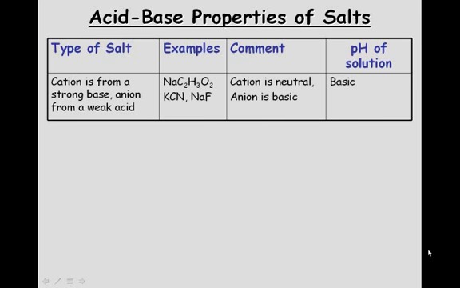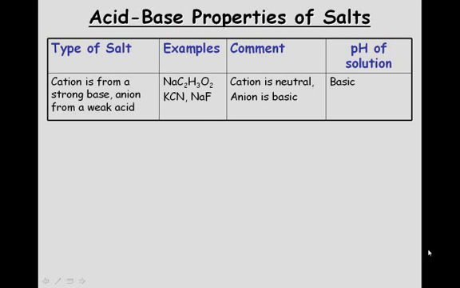The next group of salts, these salts result from the formation of a cation from a strong base and the anion from a weak acid. So if you look at sodium acetate there, the sodium would have come from sodium hydroxide, which is a strong base, and then the acetate ion would have come from acetic acid, which is a weak acid.